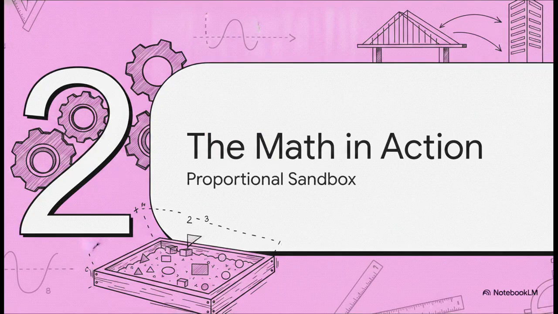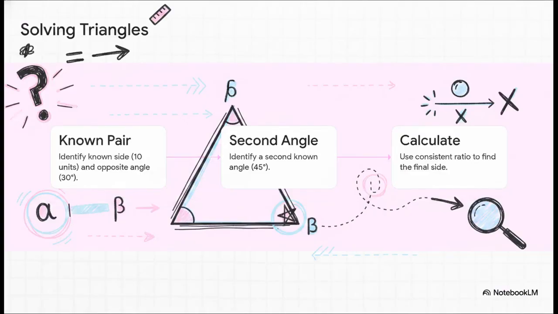Section 2. The math in action, a proportional sandbox. Now, don't let the math intimidate you here. Let's actually walk through a concrete example together so you can see exactly how accessible this really is. Let's say we have a messy, non-right triangle. Step 1. We identify our known pairing. Let's say we have a known side of 10 units and we look directly across the triangle to find its opposite angle, which is 30 degrees. Boom. We now have our consistent ratio for this entire triangle based on that 10-unit side and that 30-degree angle. Now, step 2. We identify a second known angle in the triangle. Let's just say it's 45 degrees.